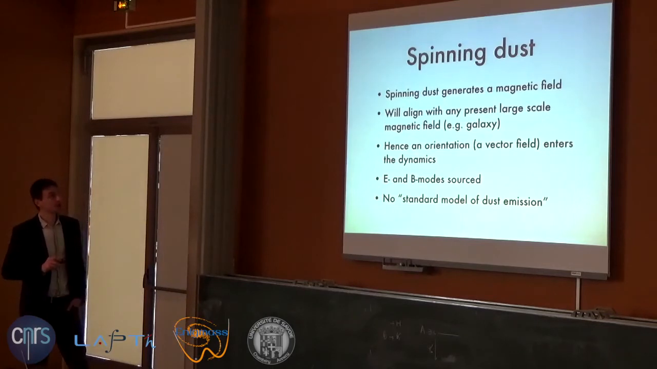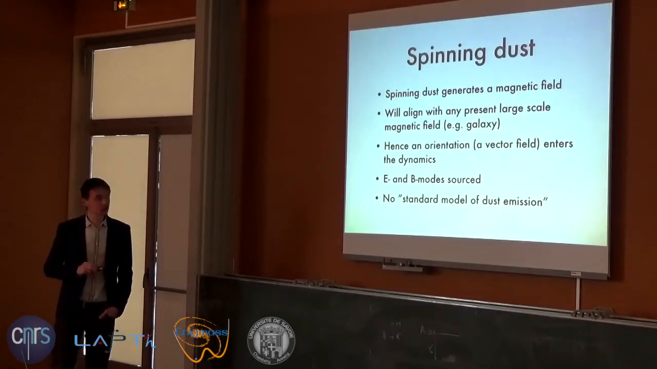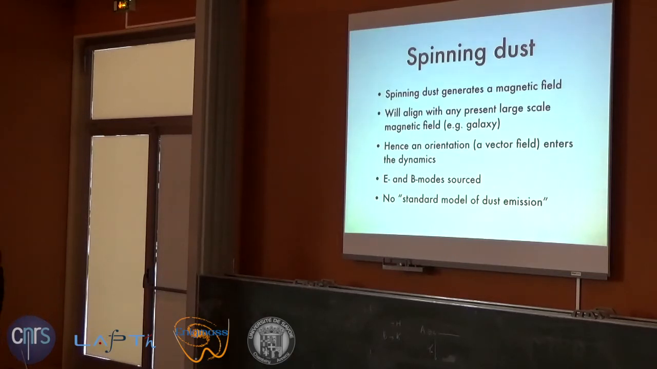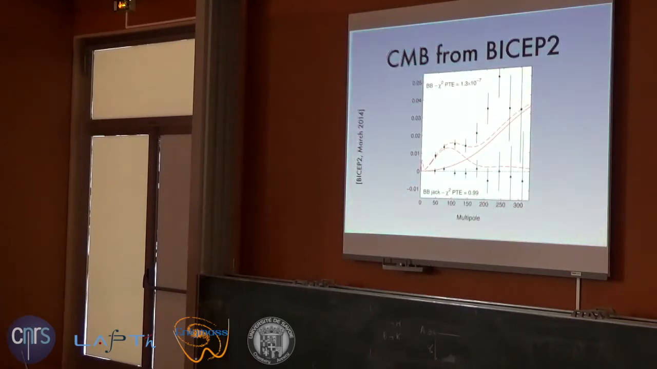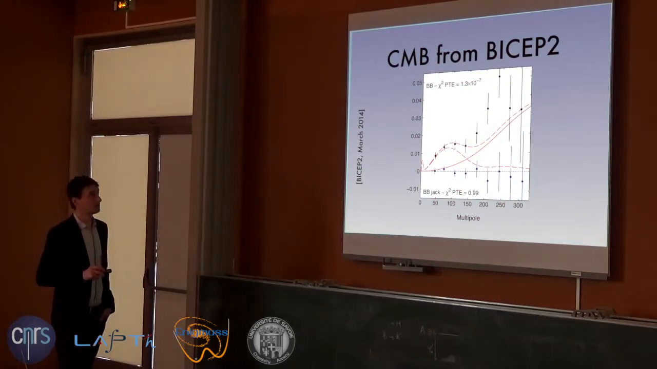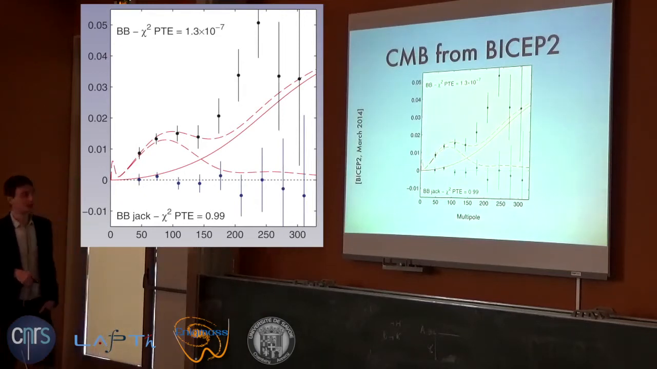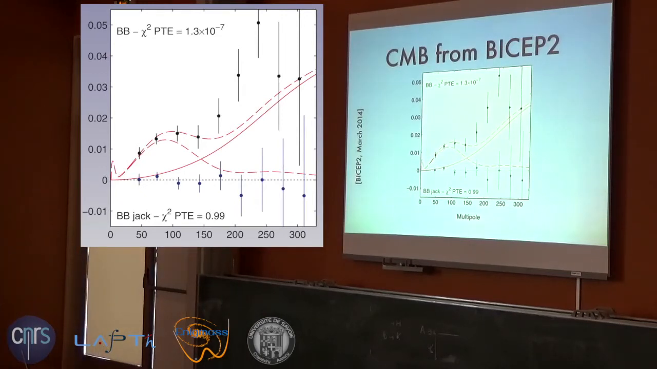Now, one big problem in this question is that there is no standard model of dust emission. In other words, there is a lot unknown about it. There are many different theories, and there's basically a lot of theoretical uncertainty about this type of effect causing B-mode polarization. And it's because of that uncertainty that the BICEP team, with its initial claim, stated that they had detected the tensor to scalar ratio of 0.2 at many sigma.